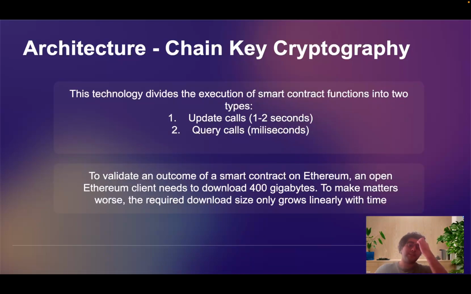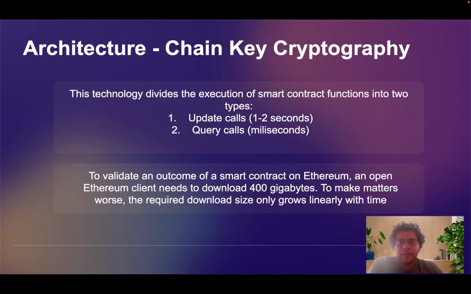This technology divides the execution of smart contract functions into two types, and I'll be showing them in the second part of the presentation, where I will analyze some smart contracts. The two types of functions are first update calls and second query calls. Update calls make changes on the chain, so they execute relatively slower compared to query calls, and they run in 1 to 2 seconds. But query calls run in milliseconds.